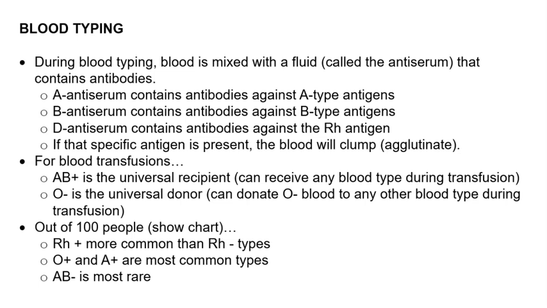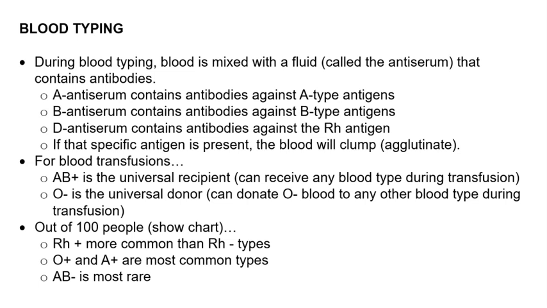To determine one's blood type, a small sample of blood is mixed with a fluid called the antiserum that contains antibodies against specific blood types. The A antiserum contains antibodies against A-type antigens. The B antiserum contains antibodies against the B-type antigens, and the D antiserum, which is also called the anti-Rh antiserum, contains antibodies against the Rh antigen or the Rh factor. The antiserum causes the erythrocytes of that specific blood type to clump, which is also called agglutinate.